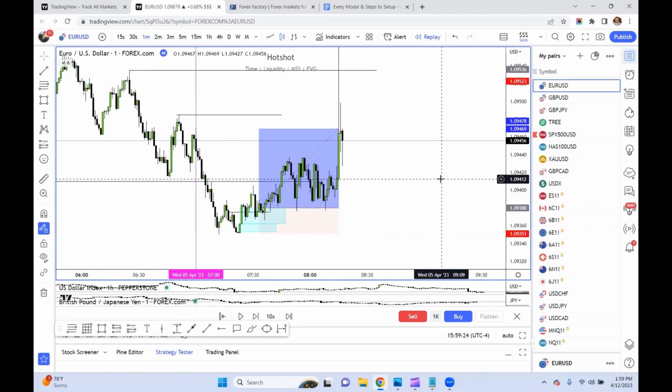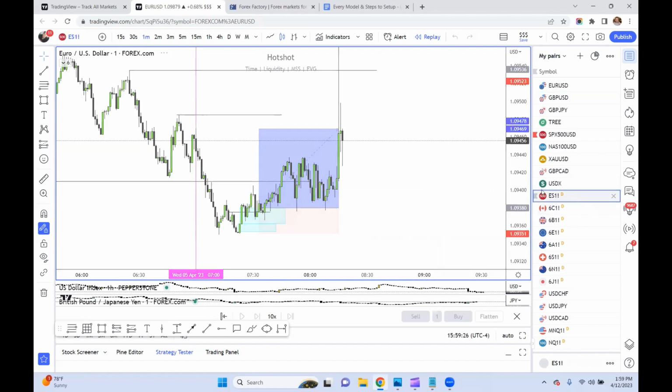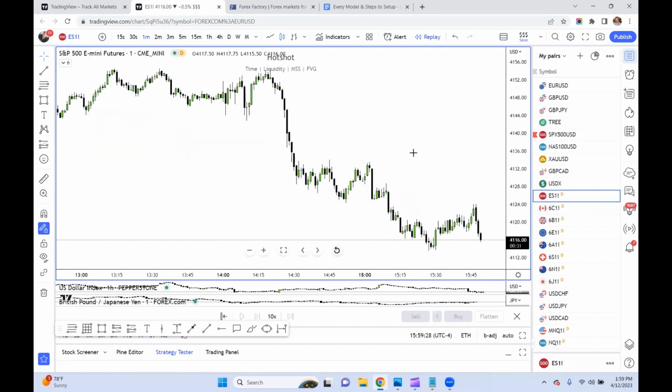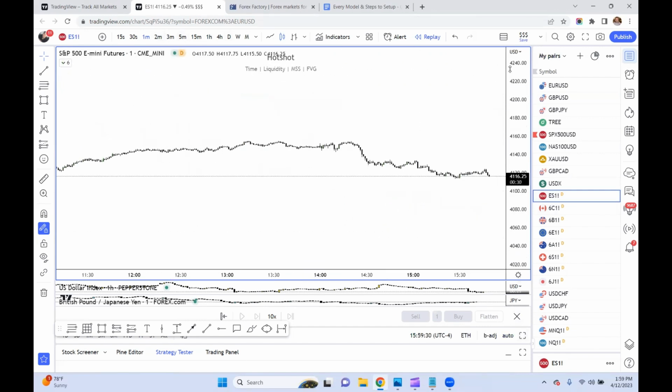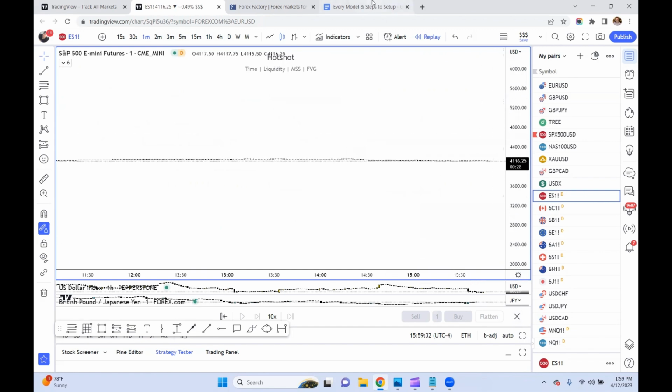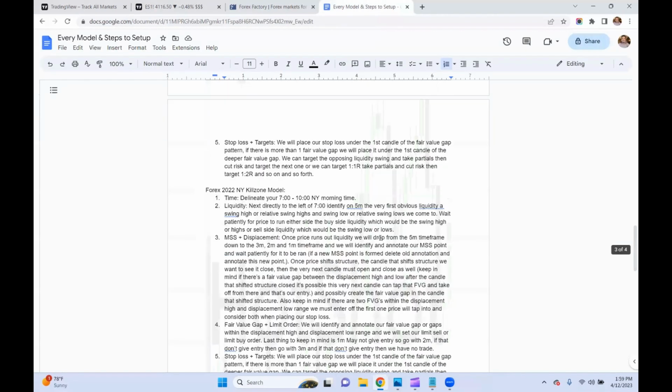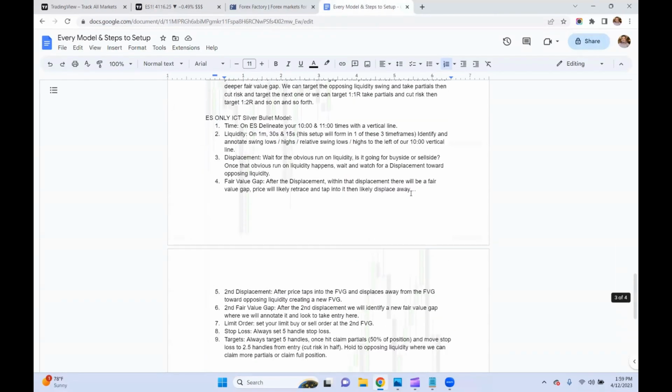Now let's look at ICT Silver Bullet. I like the Silver Bullet. I'm new to the Silver Bullet and I've been liking it a lot. Now, what is the Silver Bullet? ICT says this setup happens every single day. They cannot take it or hide it from you.